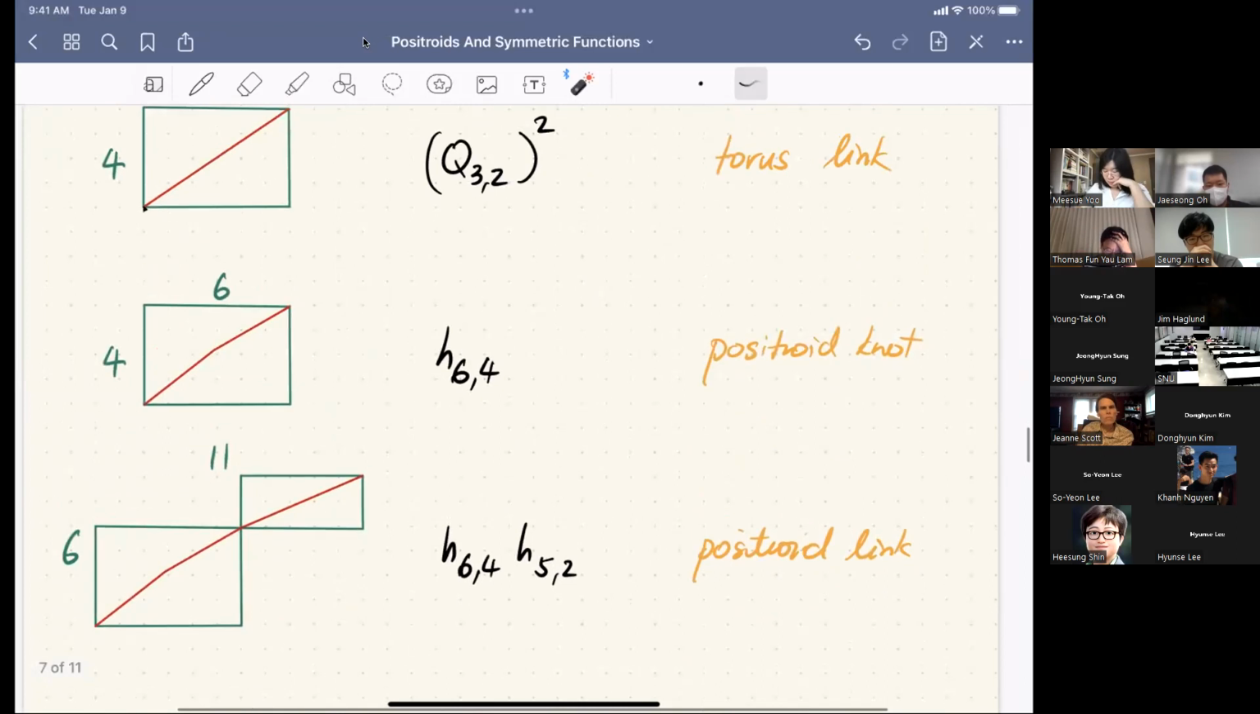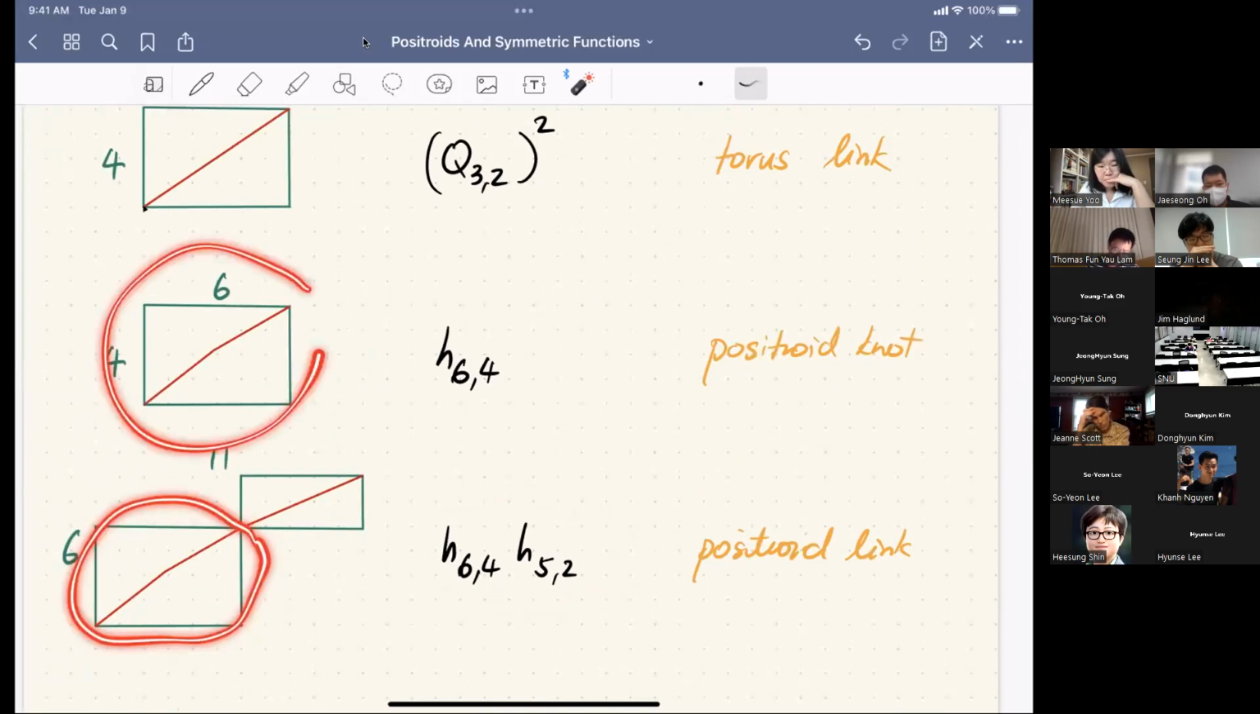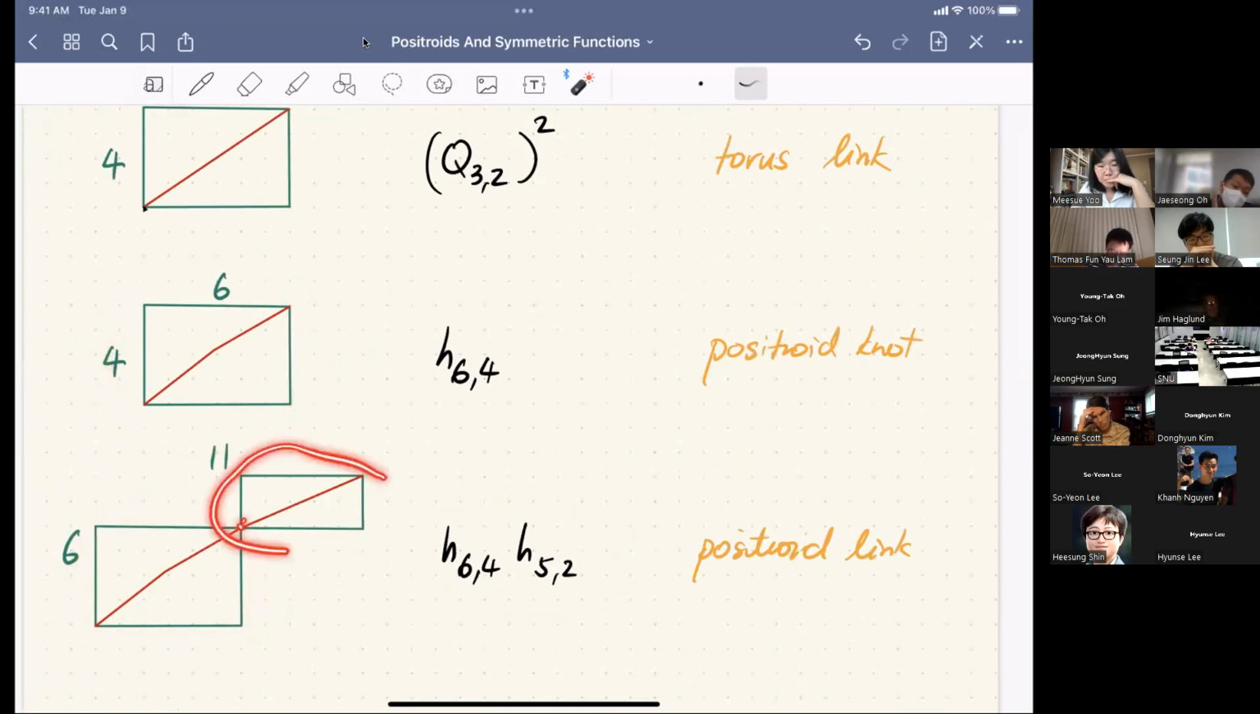If you have a concave curve that is very close to a diagonal, but has multiple pieces that are as close to diagonal as possible, then you just multiply the corresponding operators. So in this case, there's a 6x4 rectangle where the picture looks like this, and then another piece which is a 5x2 rectangle where you just go straight, and it's still concave. The whole curve is concave from this corner to this corner. Then you just take the product of these two H operators, and this is going to be a positroid link.